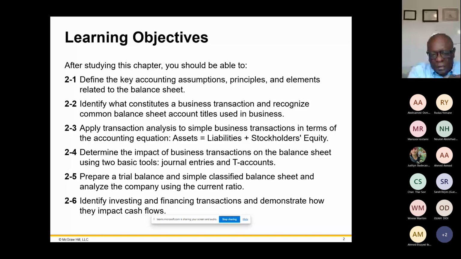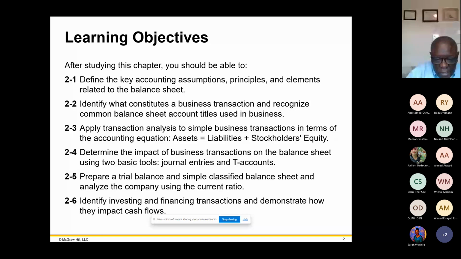Objective 2.4: determine the impact of business transactions on the balance sheet. You can see all transactions eventually have an impact on the balance sheet. We'll be looking at journal entries and the accounts. If you recall, when we were talking about a credit of $700, we will have two entries. One will be a credit to revenue, 700, and the other will be a debit to accounts receivable, 700. So this equation will always balance, debits and credits cancel out.